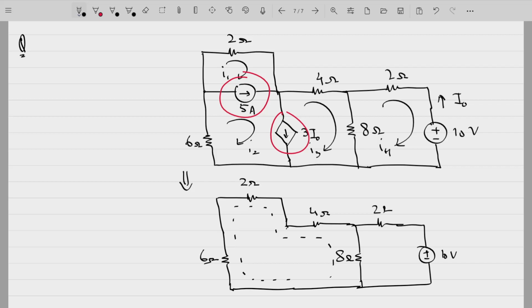So first applying KVL to the super mesh. Note that current I1 is flowing from here, current I3 is flowing from here, and from the 8 ohm resistance the current is actually I3 minus I4, and from the 6 ohm resistance the current is I2.